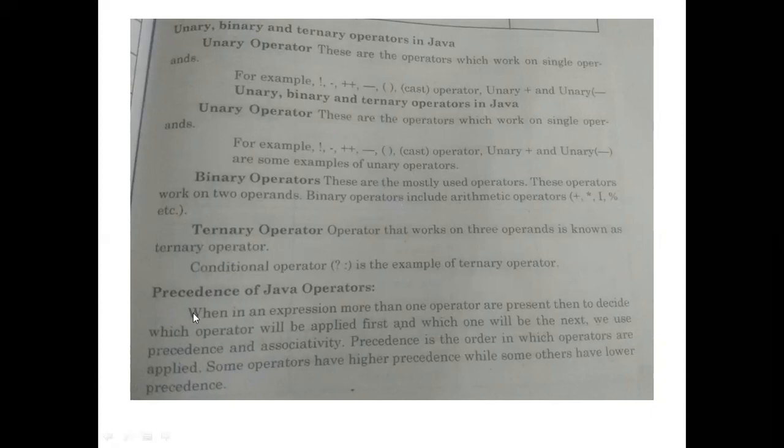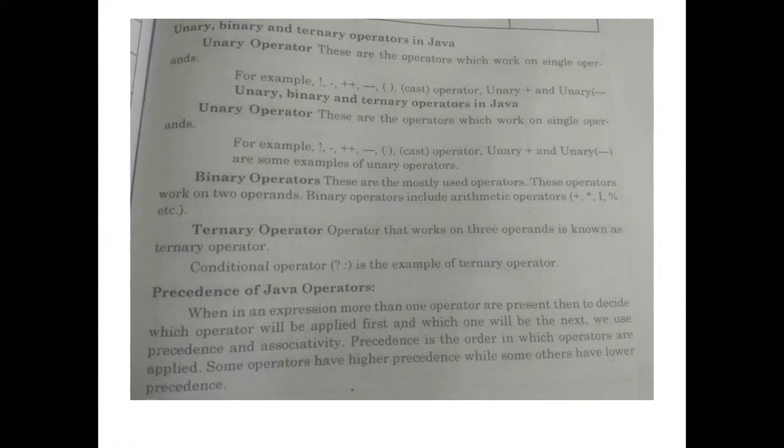Next is precedence of Java operators. Suppose in an expression more than one operator is there, then how can we decide which operator will be evaluated first? That is known as precedence of Java operators. When in an expression more than one operator is present, then to decide which operator will be applied first and which one will be next, we use precedence and associativity.